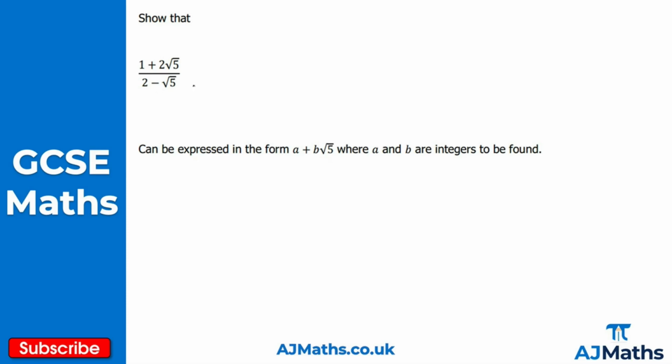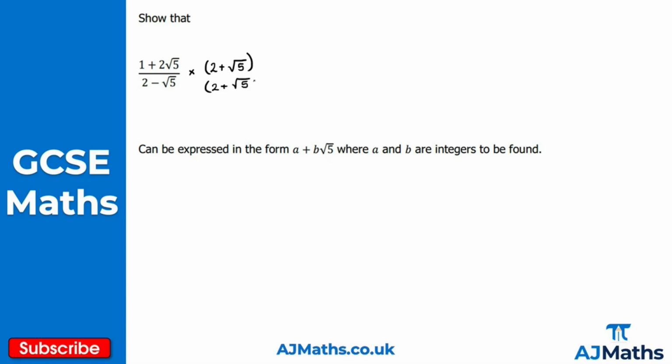Now, because the denominator is a surd and another number, so it's either a sum or a difference, what I need to do is multiply by the conjugate. Because we're doing 2 minus root 5 here, we times top and bottom by 2 plus root 5. We take the opposite sign there. So we times the top by 2 plus root 5, and do the same for the denominator as well.